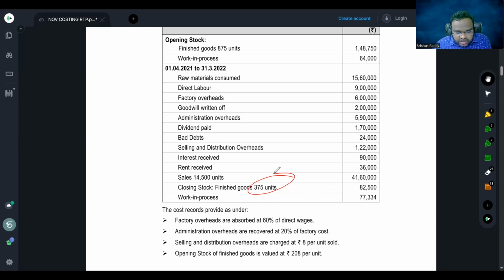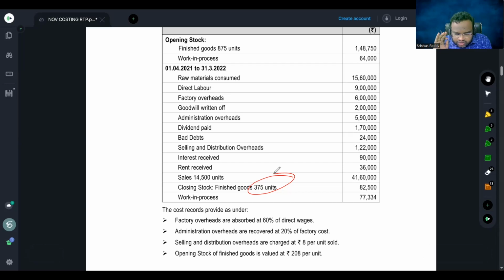Now, administration overheads are recorded at 20% of the factory cost. So what we will do: raw material consumed plus direct wages plus direct expense put together is prime cost. If you add factory overheads to that, you will get the factory cost. Administration overheads you will take directly at 20%. How much have you incurred? 5 lakh 90, but you are recovering only 20% on the factory cost. So the balance would be either under recovery or over recovery. That is one reason of variance. So factory overheads is one reason of reconciliation. Administration overheads is another reason of reconciliation.